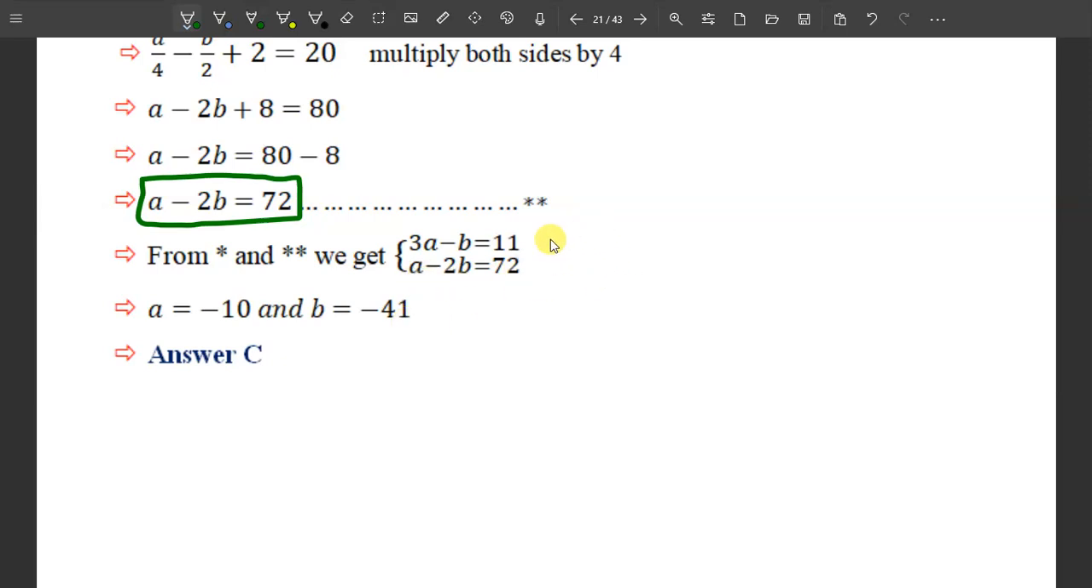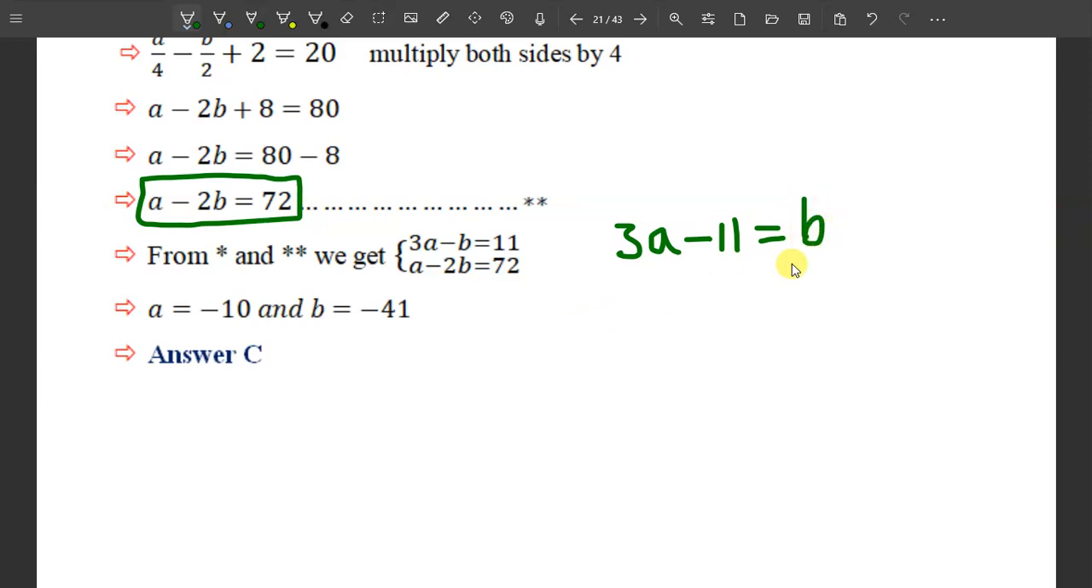Apply the elimination method actually in this one. Let us apply the substitution method or elimination method. What we have to do is write b in terms of a here. b in terms of a. It becomes 3a minus 11 is equal to b. Write this first. This is known as the substitution method.